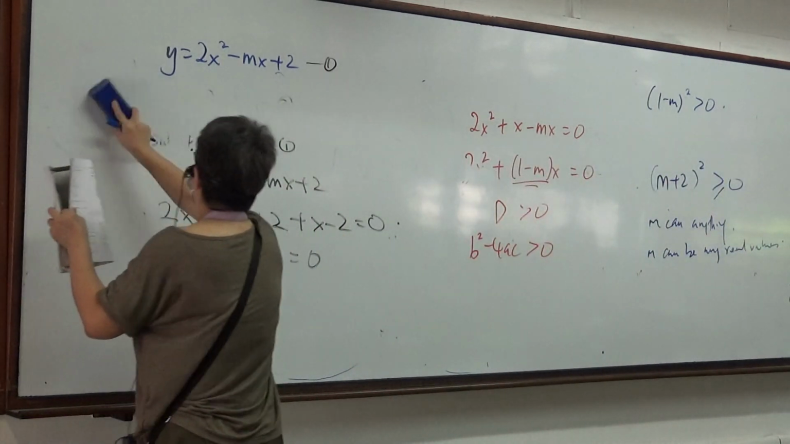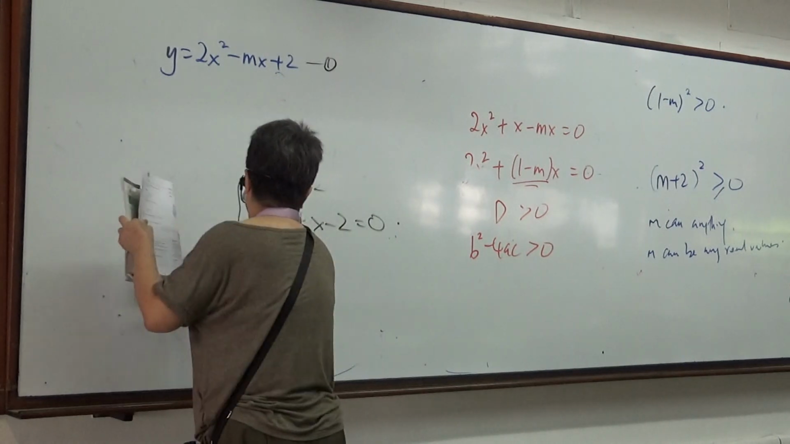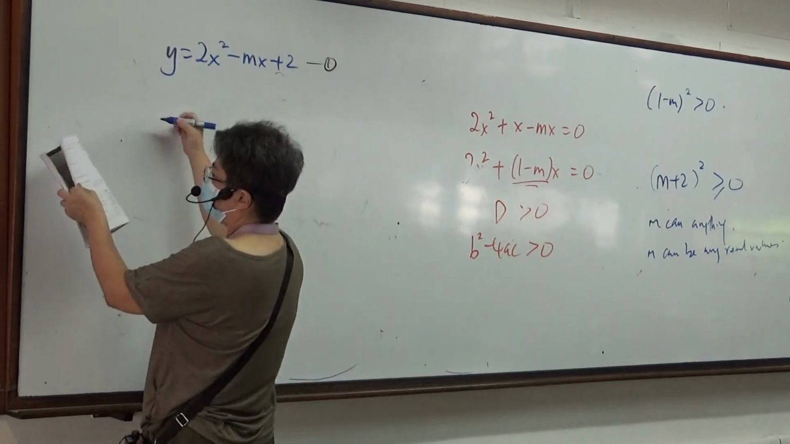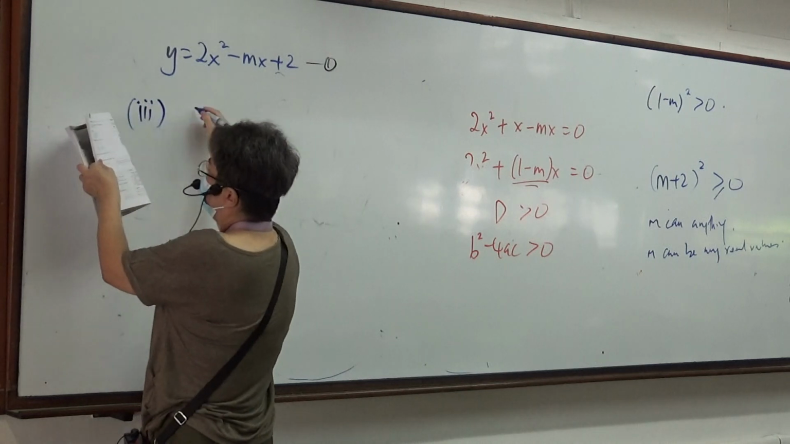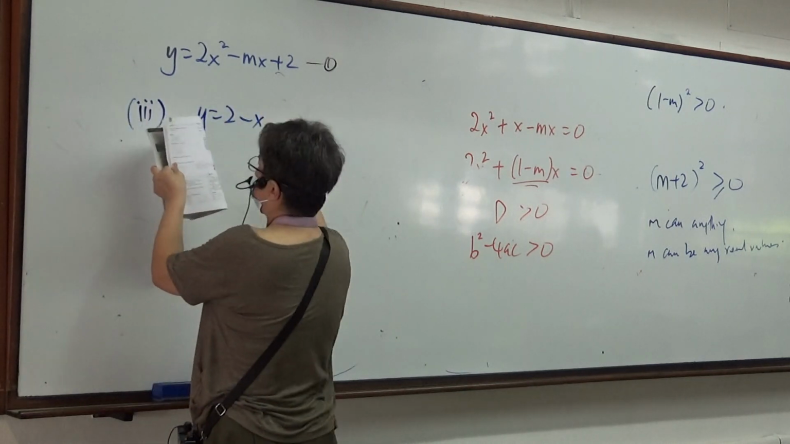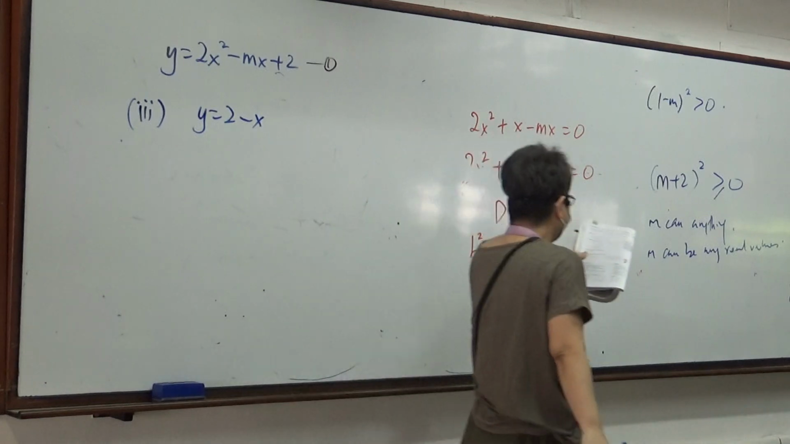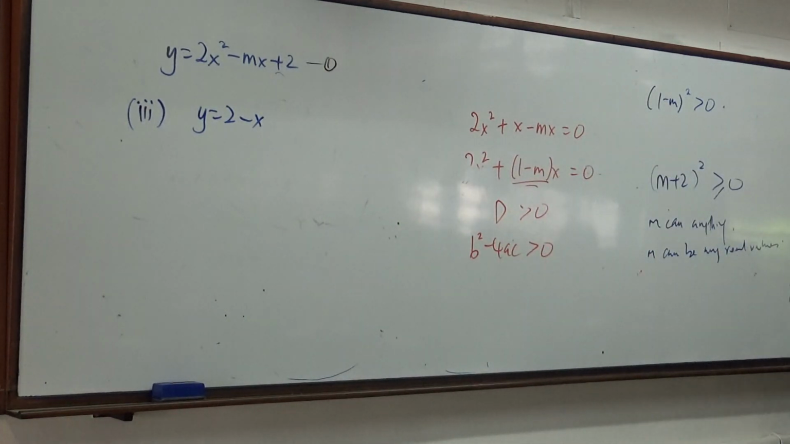I'm talking about part 3 now. The line y equals 2 minus x and the curve do not intersect. Now actually this is a very funny question. Can you see that part 2 is the same line? You already showed that m can intersect with all values except 1, right? Correct? Okay. We show that this line do not intersect. Okay, never mind. We start again.